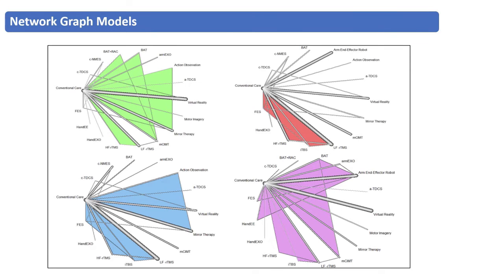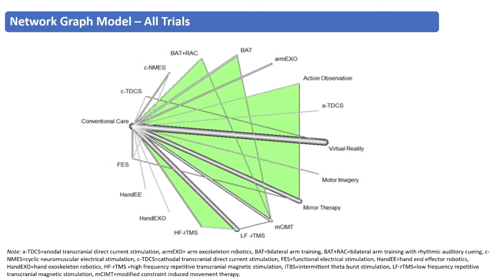Here we can see the presentation of the network graphs with all of the interventions and their interconnecting nodes. Here, represented in green, is the model which contains all 150 trials included in the analysis. The colored portions represent multi-arm trials which contribute to multiple nodes, and the size of the line represents the number of RCTs included in that comparison.